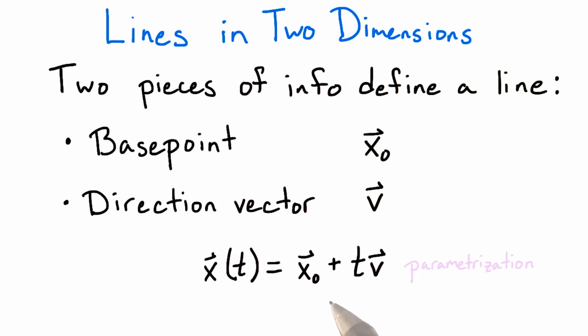If we were to theoretically plug in all possible values of t and plot them, we'd end up with a plot of all the points on the line. This expression is called a parametrization of the line, since we are expressing the line via the parameter t.